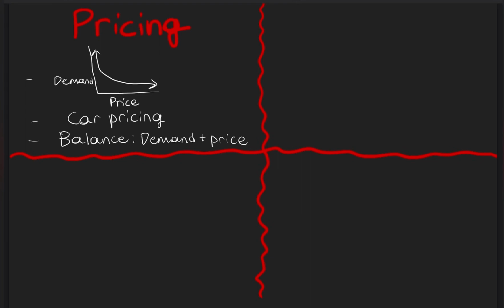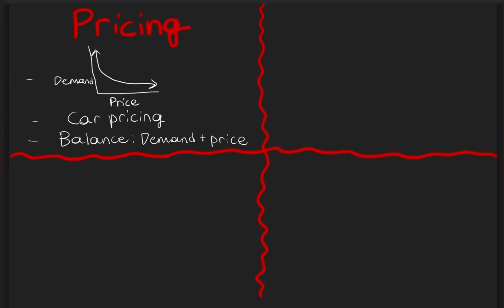First, let's talk about pricing. The relationship in pricing is between demand and price. As price increases, demand will typically decrease. For example, let's say that you're a car manufacturer and you're going to sell cars. You have your car and you can either sell it for $1 million or you can sell it for, let's say, something more affordable like $10,000.